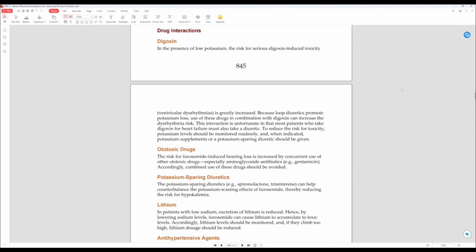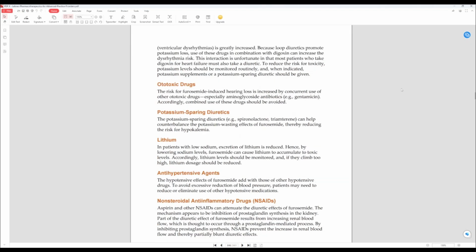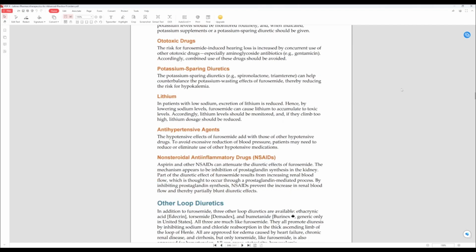Drug interactions with digoxin. In the presence of low potassium, the risk for serious digoxin-induced toxicity is greatly increased, causing ventricular dysrhythmias. Because loop diuretics promote potassium loss, use of the drugs in combination with digoxin can increase the risk for dysrhythmia. This interaction is unfortunate in that most patients who take digoxin for heart failure are also usually on a diuretic. To reduce the risk for toxicity, potassium levels should be monitored routinely and, when indicated, potassium supplements or a potassium-sparing diuretic ought to be given.